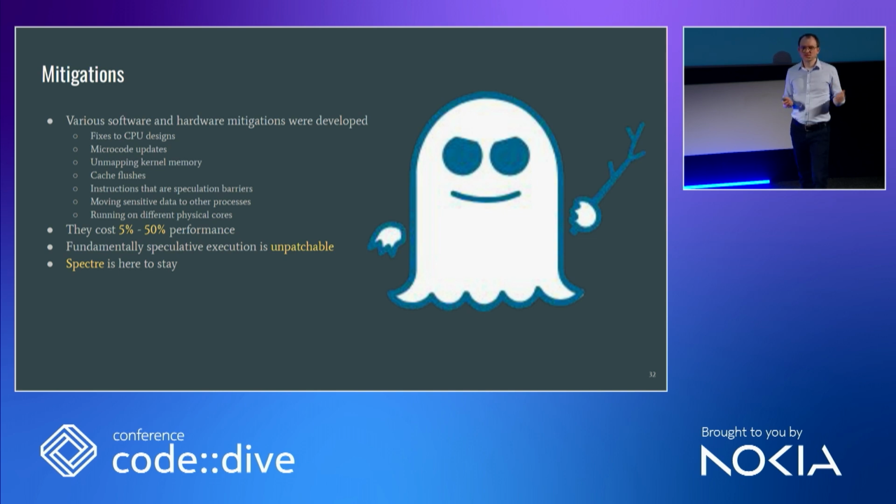And those mitigations are very costly. You know, up to 50% of performance loss. And fundamentally, those vulnerabilities are not patchable. Like, as long as we have speculative execution, this will be here.